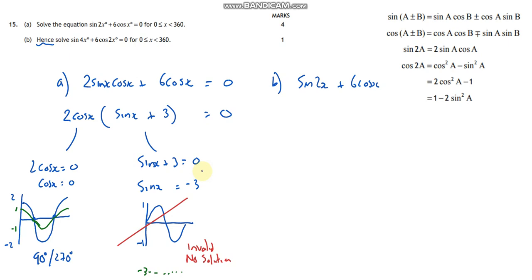And now it's asking me to solve sin 4x plus 6 cos 2x. So what's happened to this thing? Well, they've timesed this by 2, that's been timesed by 2, and that's been timesed by 2. So what does that actually mean? Well, it means that the period has effectively halved.